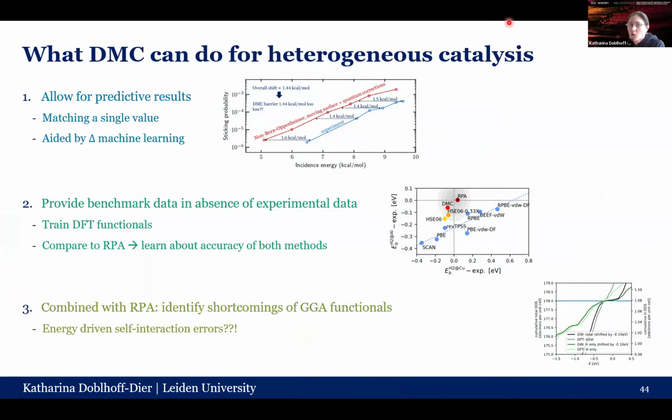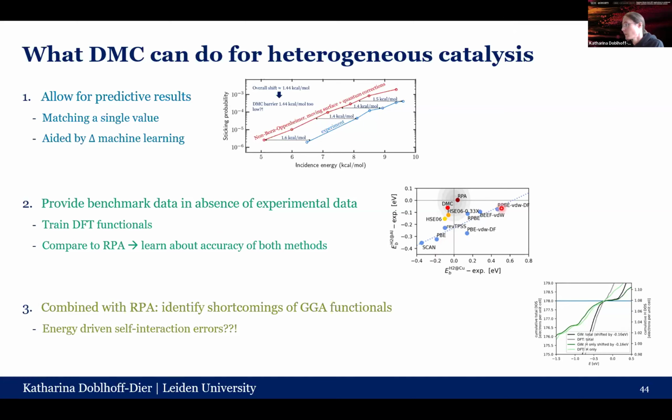Yeah. So for H2 on copper, that was a few million CPU hours for a single point. For H2 on aluminum, that was a few hundred thousand CPU hours per point.